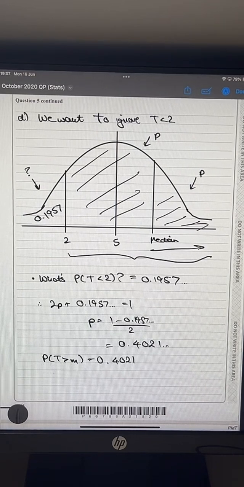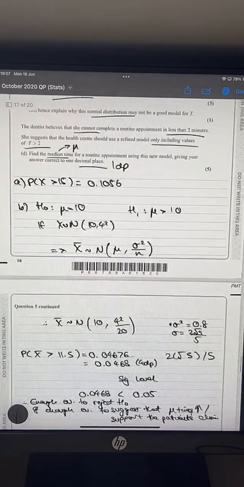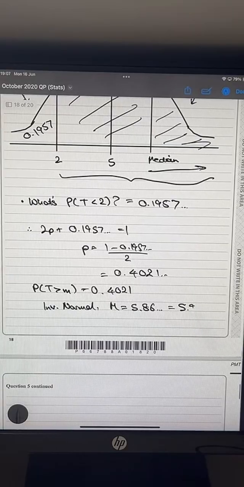0.4021. So using the inverse normal, the M value is going to be equal to 5.86 and so on. How many decimal places did they want? They said they wanted 1 dp. So that is just equal to 5.9 to 1 decimal place.